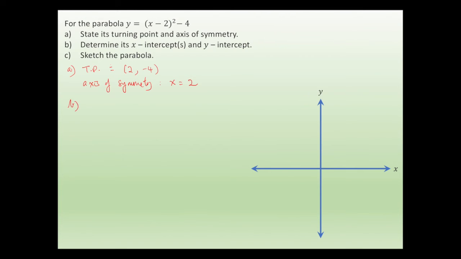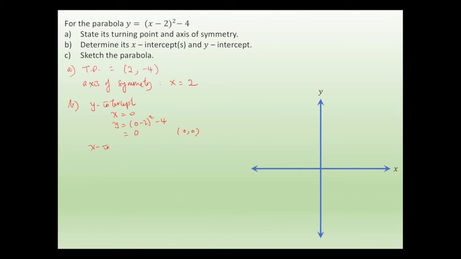Now, for the y-intercept, this is when x equals 0. Therefore y equals 0 minus 2 all squared minus 4. So minus 2 all squared is 4, and 4 minus 4 is 0. So the y-intercept is (0, 0), which is the origin.